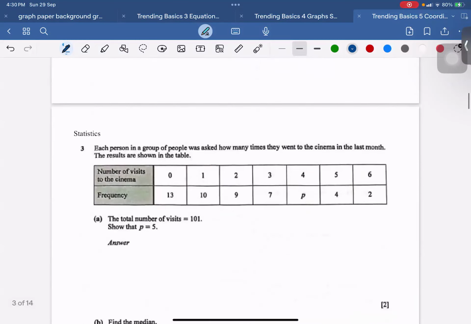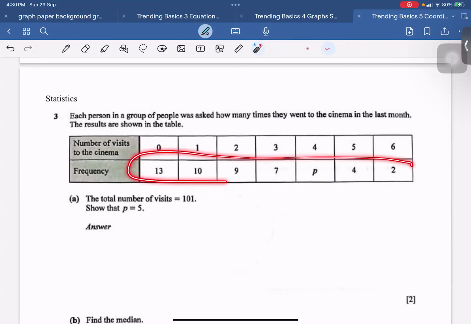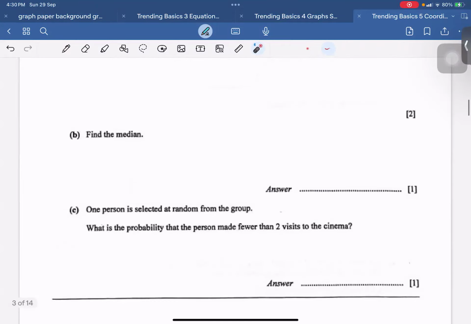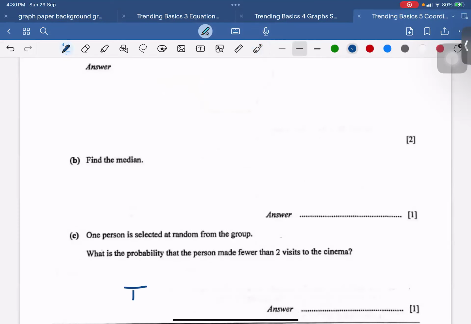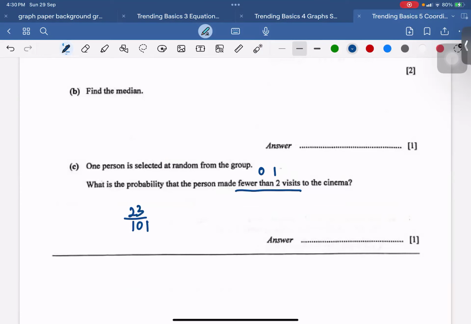It is quite similar. The total number of visits in this case is 101. It means the total of everything here, total frequency. Then after that, you can do a probability question. I want the total visit is 101, so my denominator is definitely 101. Find the probability that the person, only one person chosen, makes fewer than 2 visits, means 0, 1, but not including 2. So 0 and 1 have 13 plus 10, 23. So the answer is 23 out of 101.